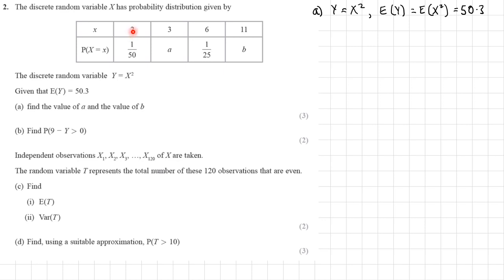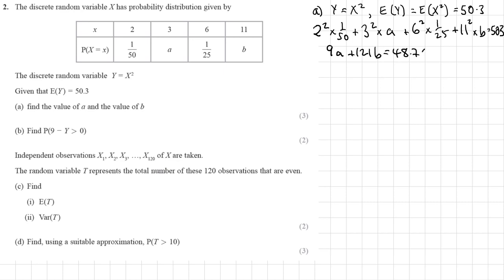We take each outcome, we square it, and we multiply by the probability. So we've got 2 squared times 1 over 50, plus 3 squared times A, plus 6 squared times 1 over 25, plus 11 squared times B, and that's equal to 50.3. Now if I tidy that up, that will give me 9A plus 121B is equal to 48.78. So here's my first equation.